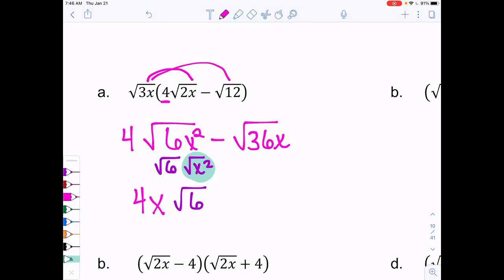There is then a minus sign. And then if we look at the next part, we have the square root of 36 and the square root of x, thinking about them as two parts. So Ella, the square root of 36 becomes 6, and then the x stays inside. So these are not like radicals. You cannot combine them together any further. But we could at least simplify the radicals that we had initially.